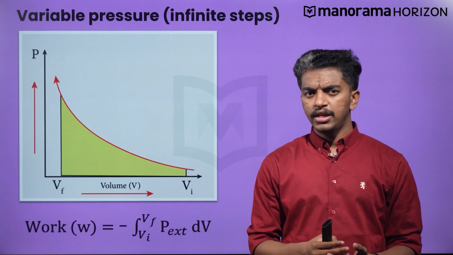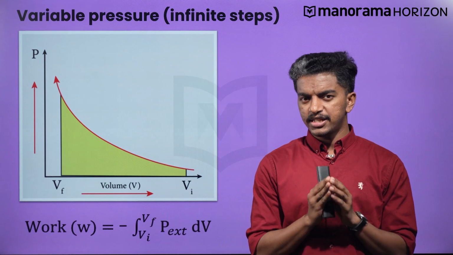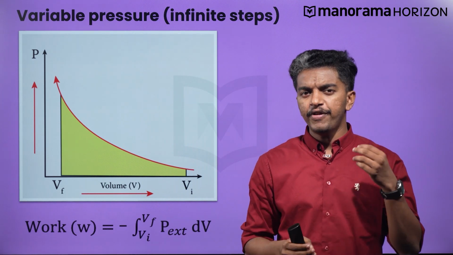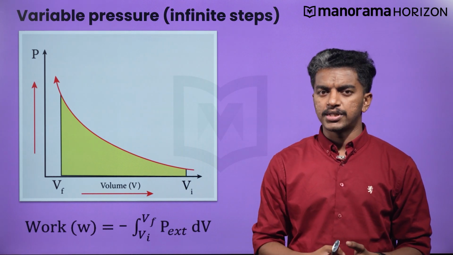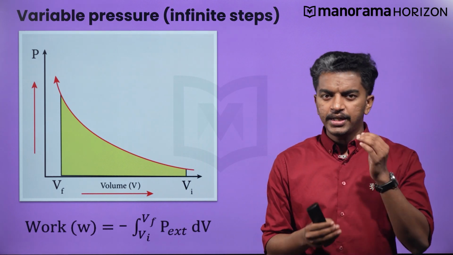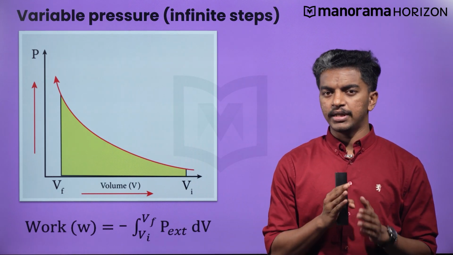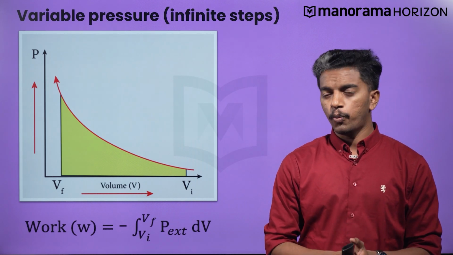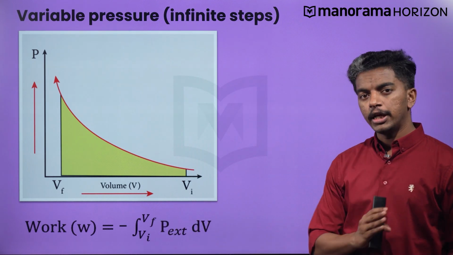On the other hand, if the pressure is not constant and if it changes during each stage in such a way that it is always infinitesimally greater than the pressure on the gas, then at each stage of compression the volume decreases by an infinitesimal amount dV. Here the work done on the gas is given by the relation W is equal to minus of integral Vi to Vf P external into dV.